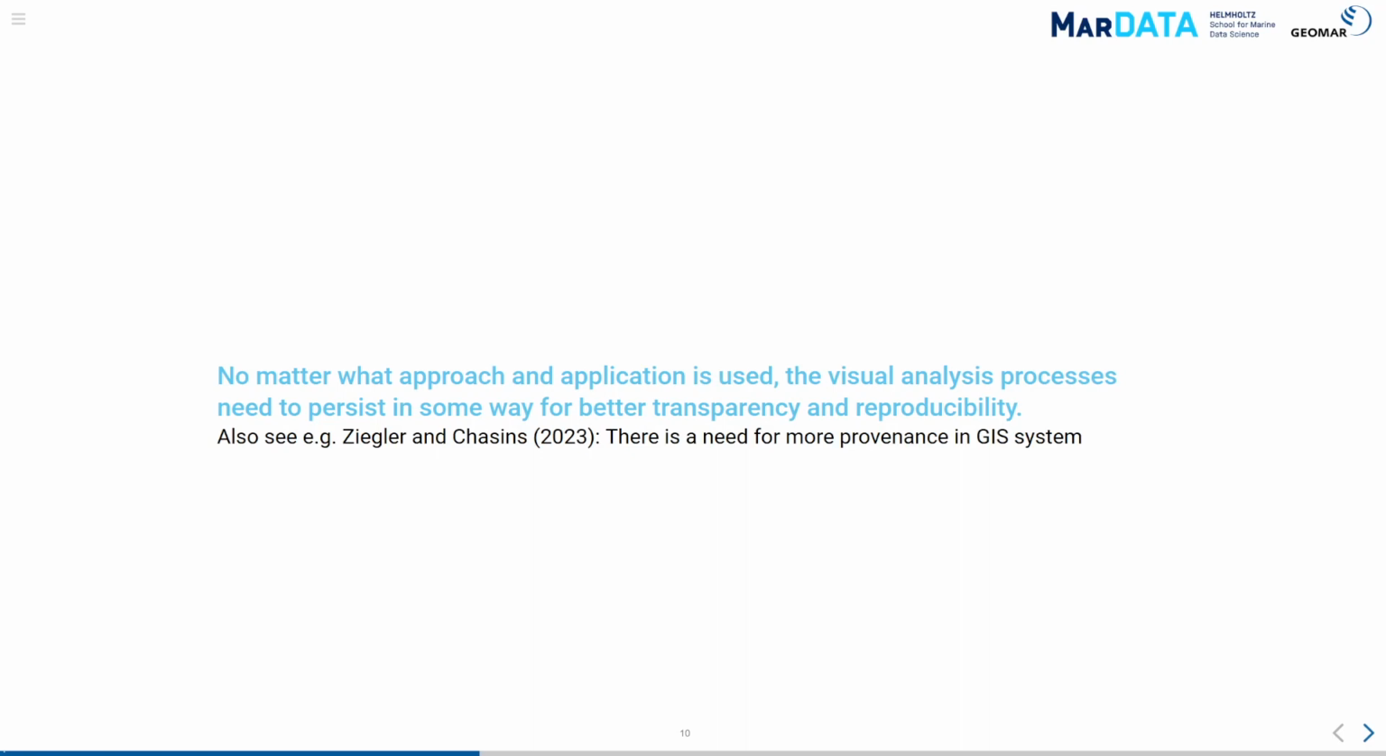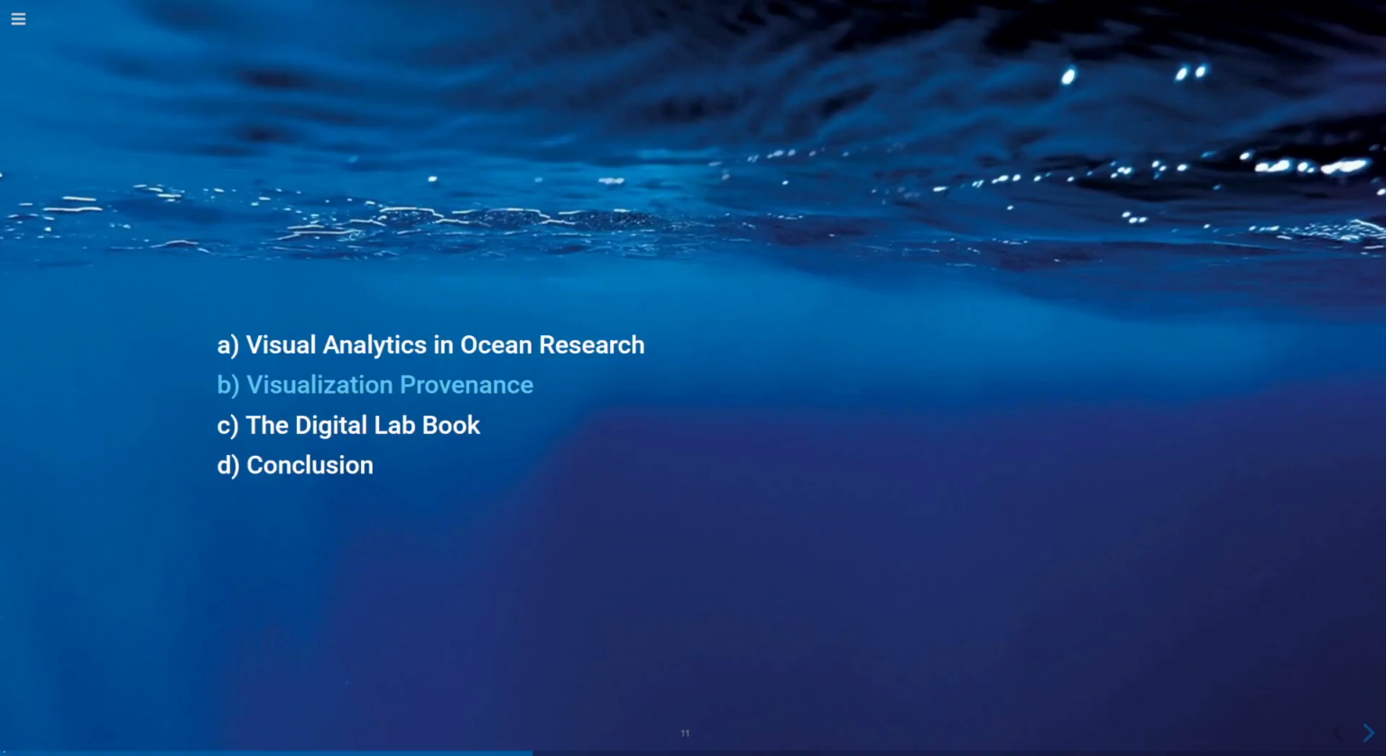Nevertheless, independent of the approach or application that is used, the processes need to persist in some way. This allows better transparency, reproducibility, and publication of your visual analytics results and workflows. There is a recent study from Ziegler and Jasons published at CHI 2023, where they discover, among other findings, an urgent need for more provenance in GIS systems. Therefore, let's dive into a short recap on what provenance is about.